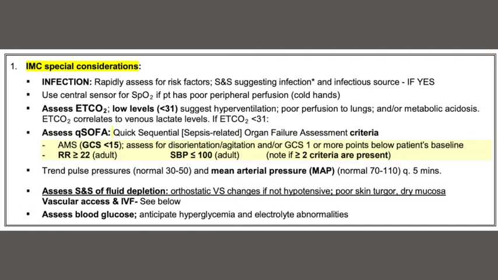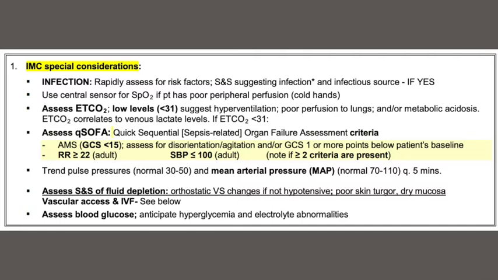They also want us to trend their pulse pressures. The normal pulse pressure is 30 to 50. So pulse pressure, if any of you guys don't know, if they have a blood pressure of 120 over 80, the pulse pressure is the difference between the systolic and the diastolic. So pulse pressure for that blood pressure would be 40. And a mean arterial pressure of normal is between 70 and 110. There's a calculation for the mean arterial pressure. I believe our monitors do display it. I'm not 100% on that. But if you guys have questions on how to calculate a MAP, just email me.